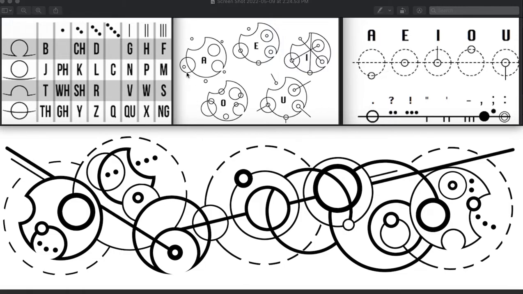So A's are always on the outside of the word circle. E's, I's, and U's are all in the same relative position, which is on the line of the word circle or centered inside a consonant. And O's are always in the middle of the word circle, or if they're attached on a consonant, they're like a bead on a string.